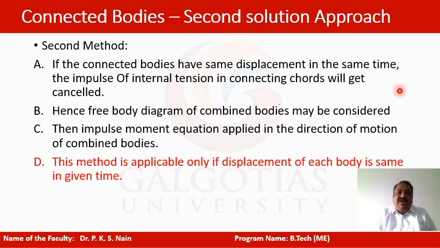The second solution approach is slightly simpler. If both the bodies are connected in such a way that the distance traveled by the first body, weight W1, and the distance traveled by the second body, weight W2, are the same, say displacement x1 is traveled by weight W1 and the same displacement is done by weight W2, then we can apply the second solution approach. So the first precondition for writing a combined equation instead of multiple equations is that the connected bodies should have the same displacement in the same time. Time should also not be different, and the displacement of both the bodies should not be different.